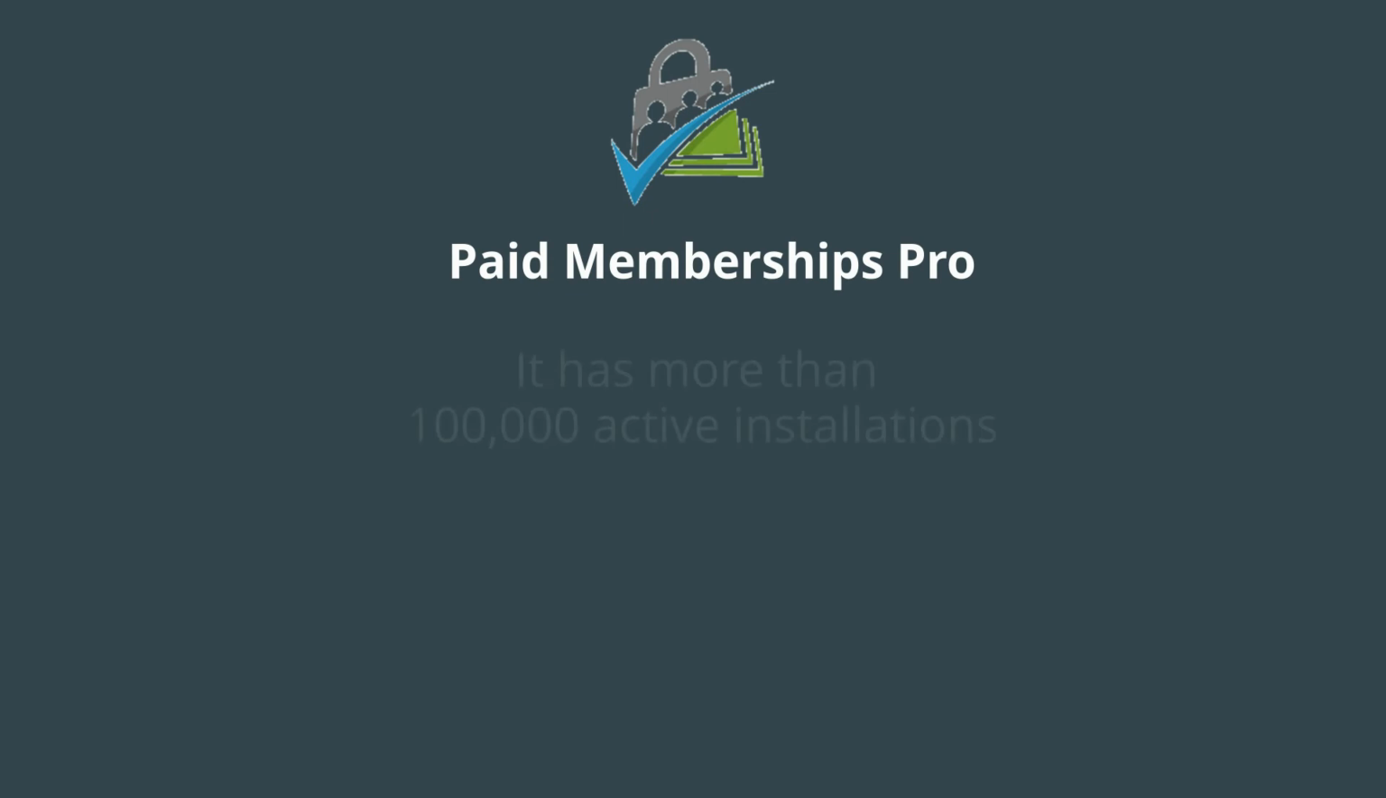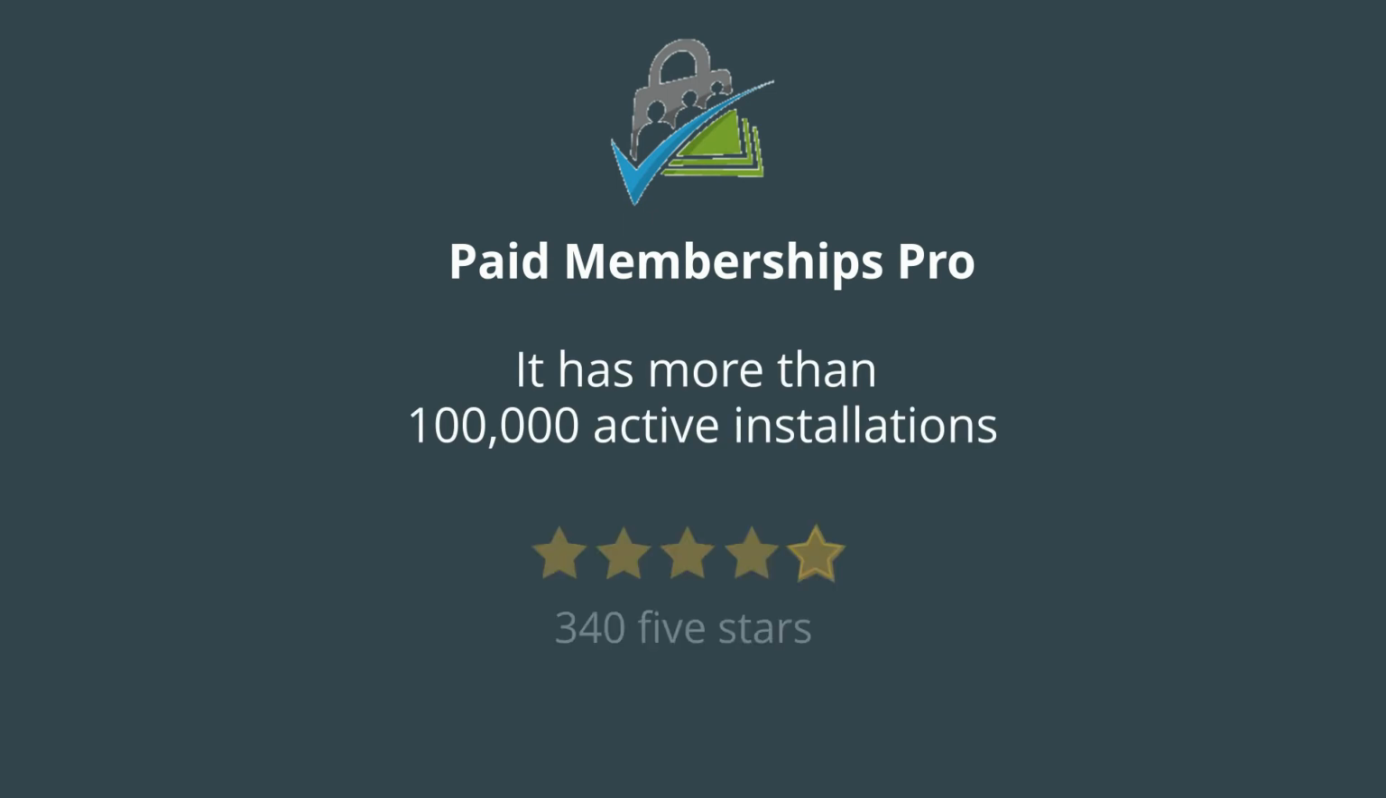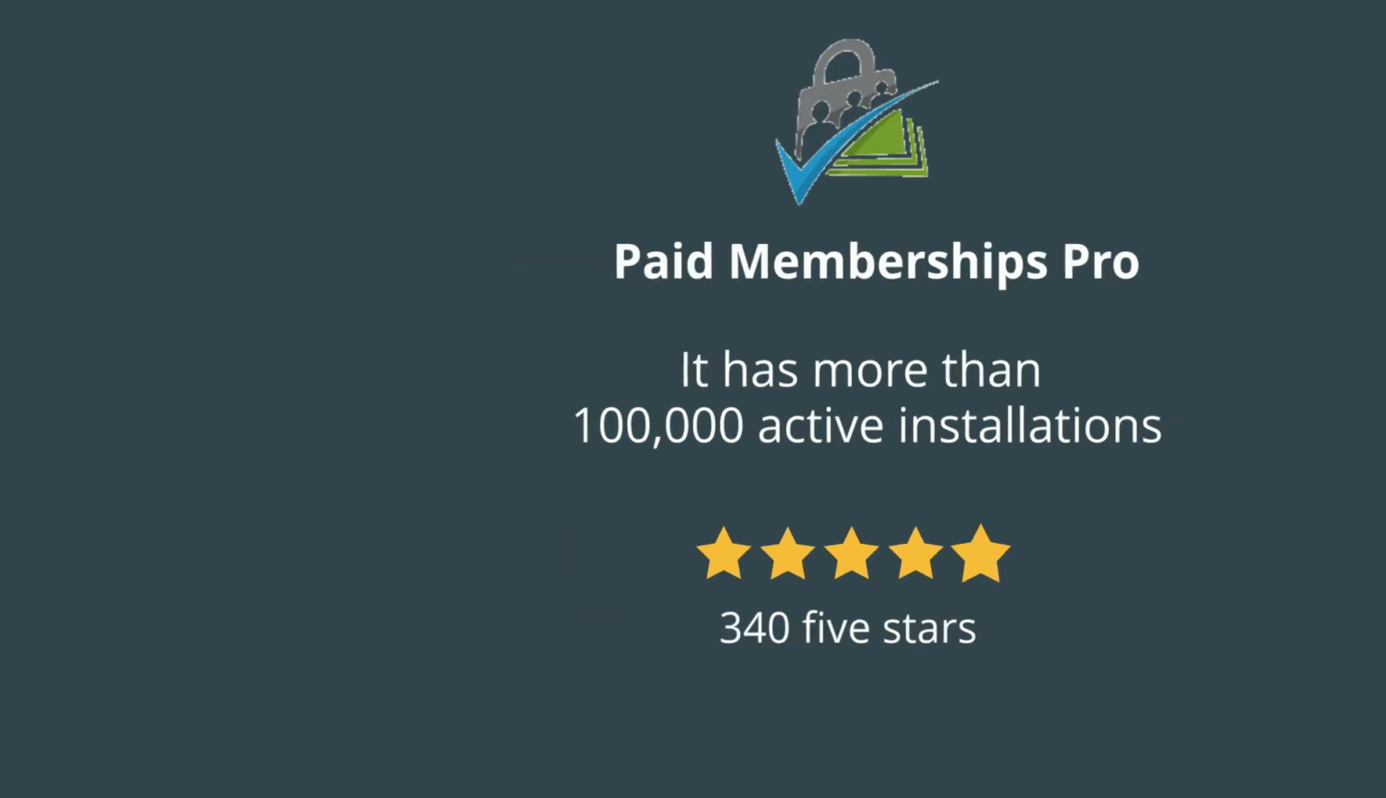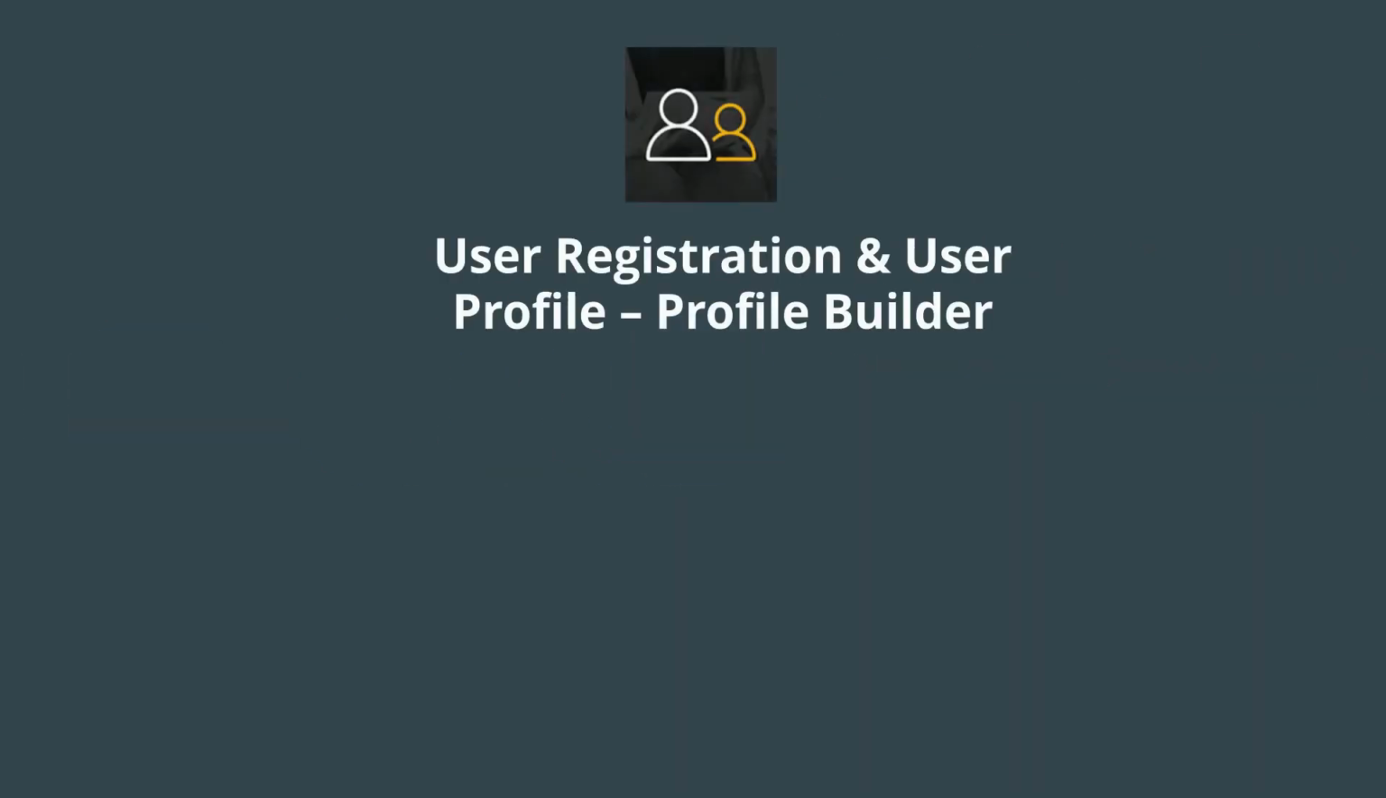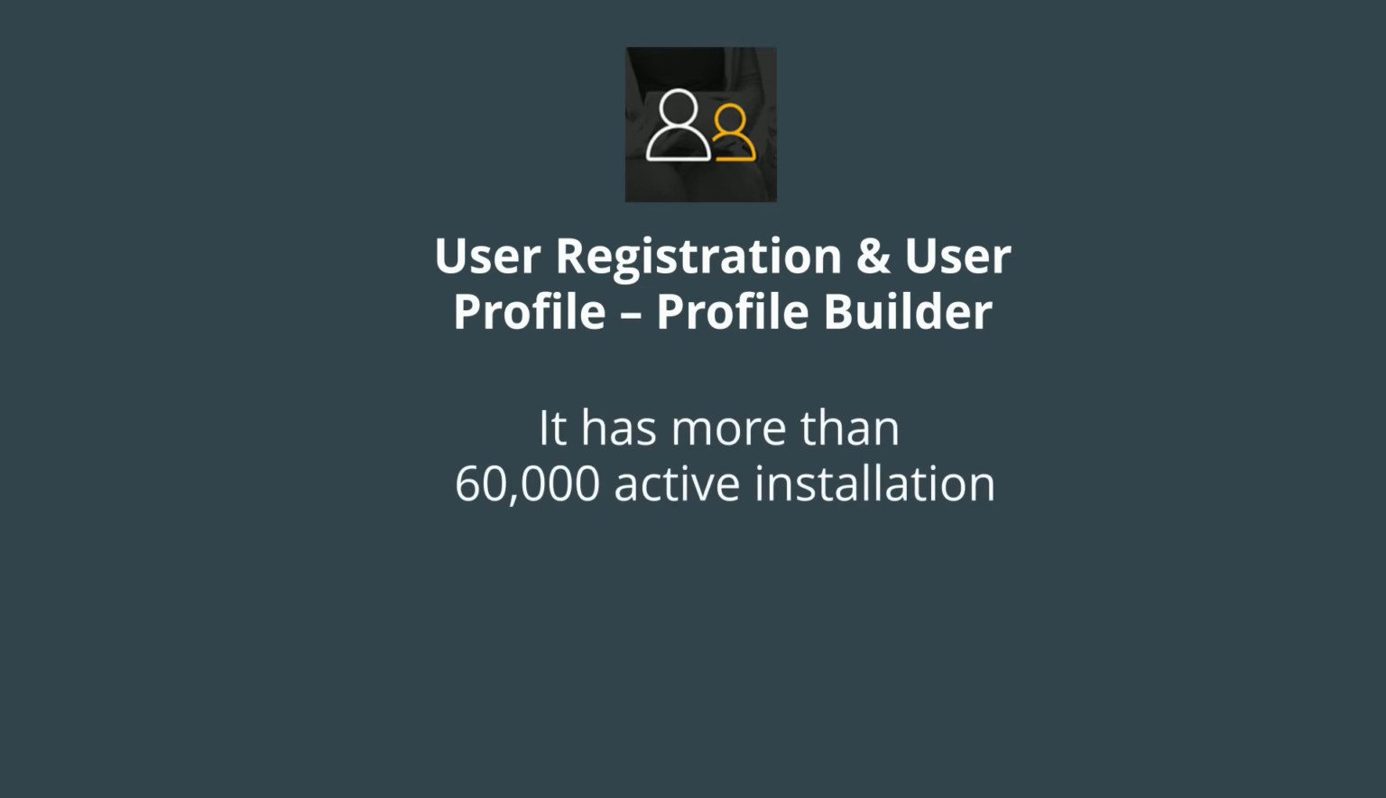At number 3 is Paid Memberships Pro. It has more than 100,000 active installations and 340 5 stars. At number 4 is User Registration and User Profile. It has more than 60,000 active installations and 481 5 stars.